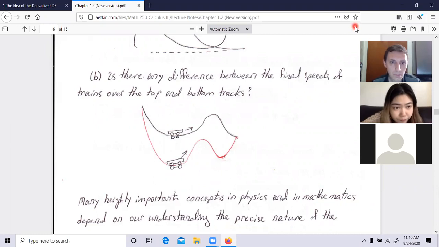So Steven says black, Anis says first one, another person says red. Interesting. The fact of the matter is, they travel the same speed. Once they reach that point, they travel the same speed because that's the same difference in altitude. And I can prove that by analyzing what happens when we move along a line. You understand what I'm saying?